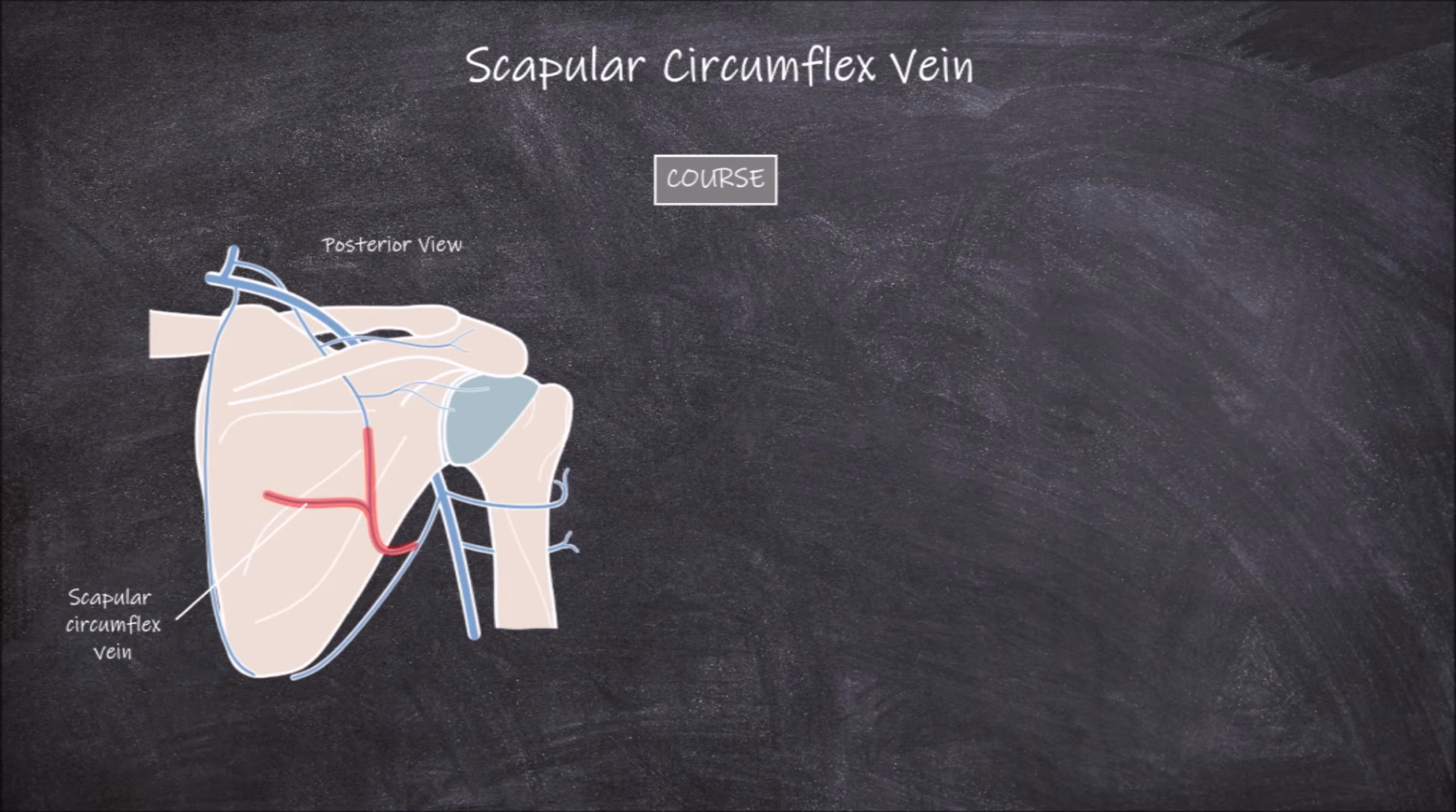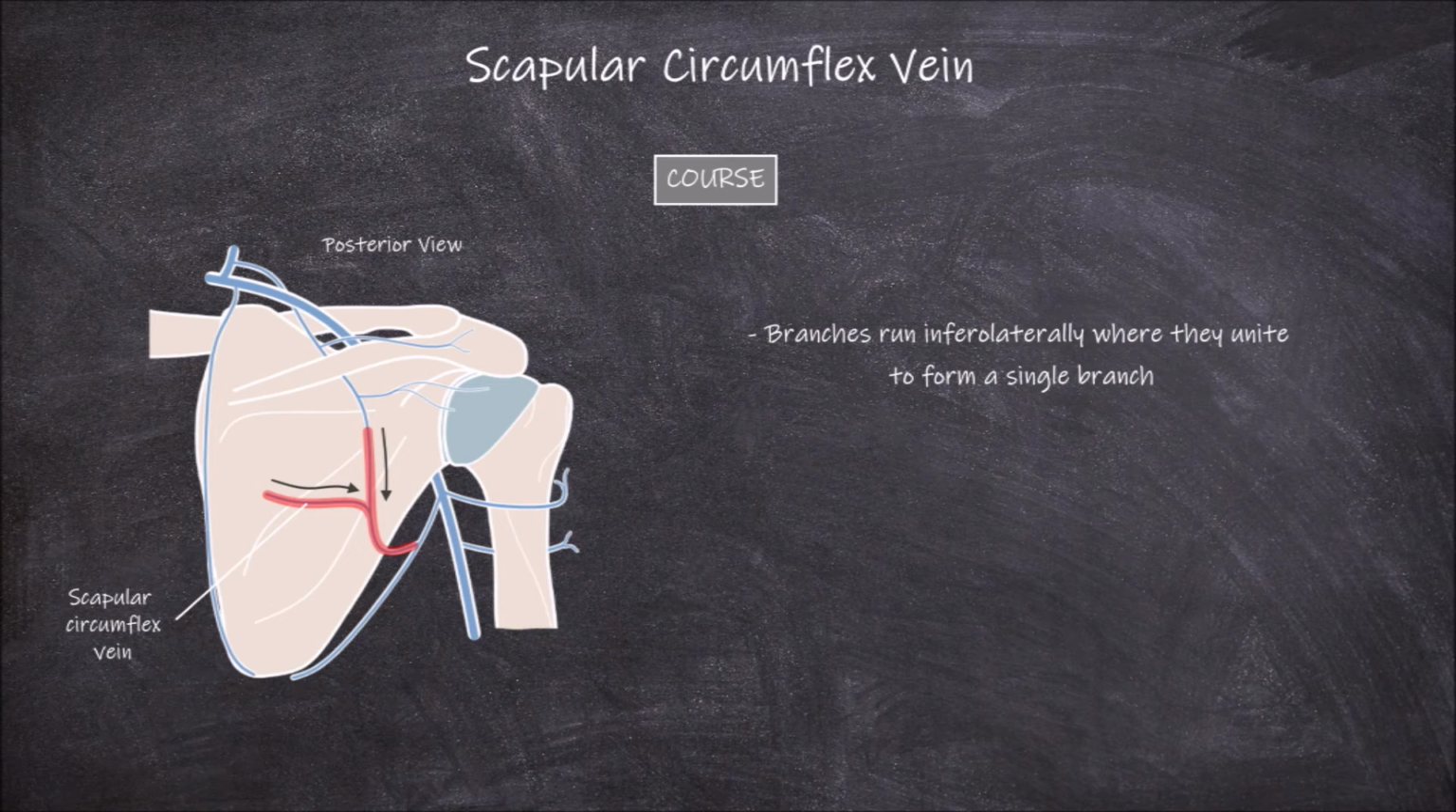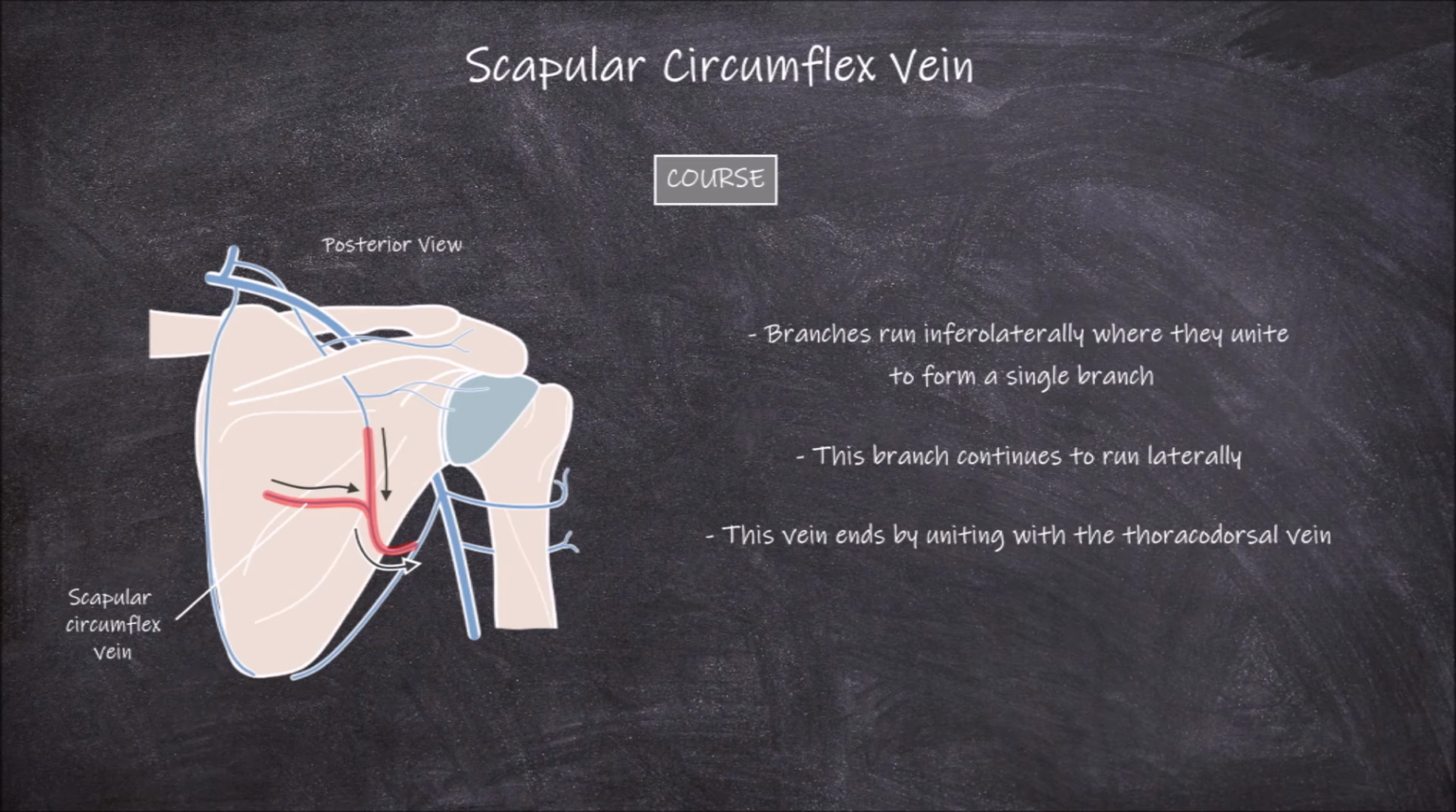What is the course of this vein? The branches of this vein run inferolaterally where they unite to form a single branch that continues to run laterally. This vein ends by uniting with the thoracodorsal vein, which can be seen here highlighted in yellow. This union forms the subscapular vein, which can be seen here highlighted in blue.